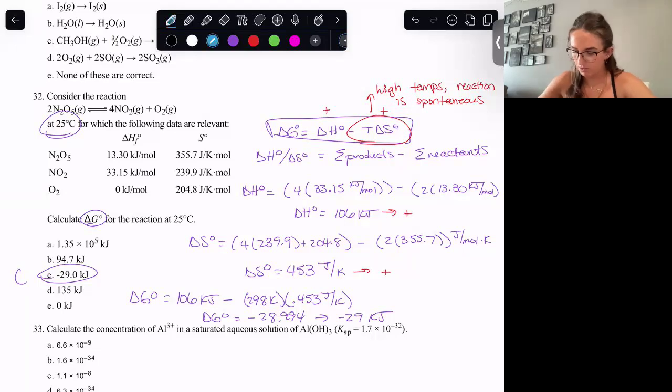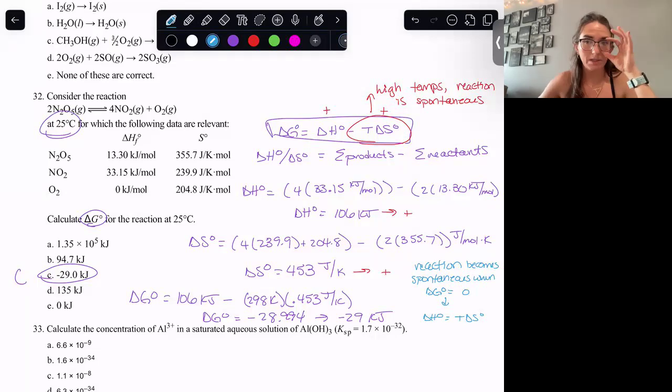They could also ask you, when does a reaction become spontaneous? A reaction becomes spontaneous when delta G is equal to 0. So that's when delta H is equal to T delta S. So you can find the temperature at which it becomes spontaneous, and then it could ask you if it's a high temperature or a low temperature that it would be spontaneous at. Yes, yep, when delta G is equal to 0, the reaction is at equilibrium. Correct.